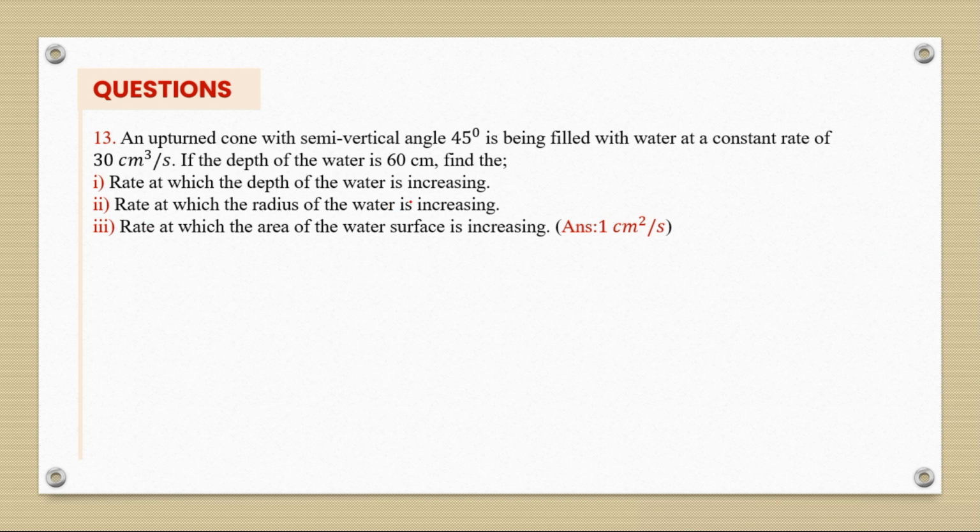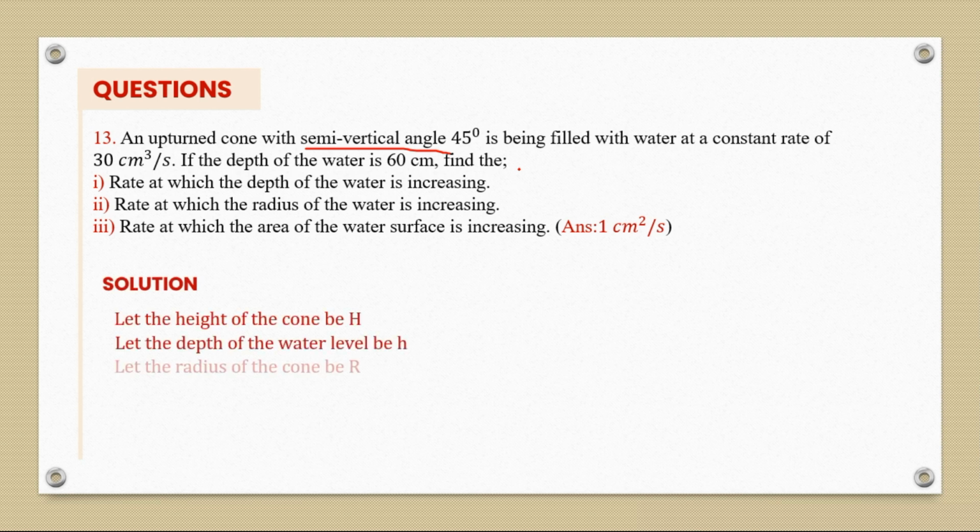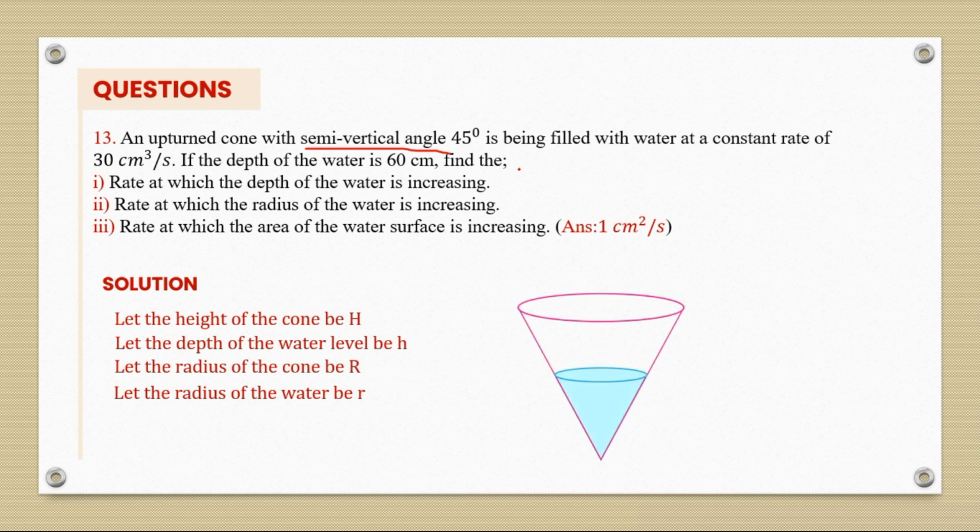Alright, so this is what we have. The keyword here is this semi-vertical angle. Semi-vertical angle simply means that one half of the angle of the cone is equal to 45 degrees. That means the total angle is actually 90 degrees, but half of it is 45 degrees. So that's what it means. We're going to let the height of the cone be capital H, the depth of the water level be small h. We're going to let the radius of the cone be capital R, and the radius of the water be small r. So sketch that, and this is what we have.